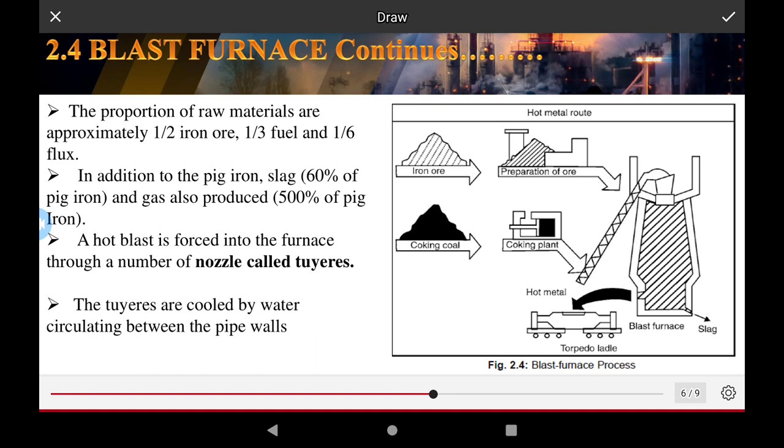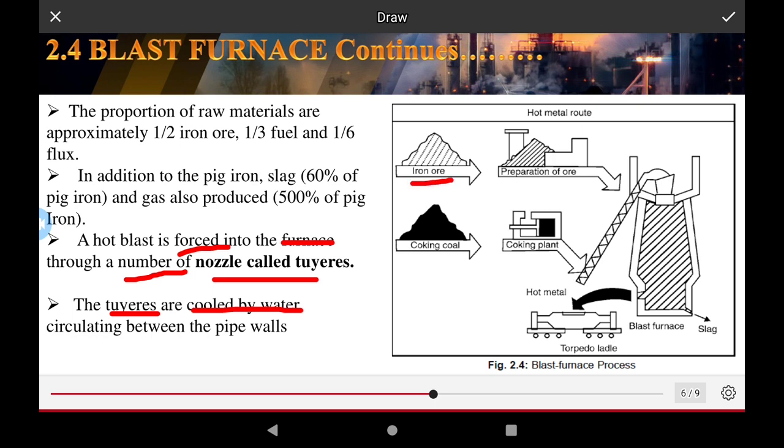A hot blast is forced into the furnace through a number of nozzles called tuyeres. The tuyeres are cooled by water circulating between the pipe walls. These are some points and parts of the blast furnace.